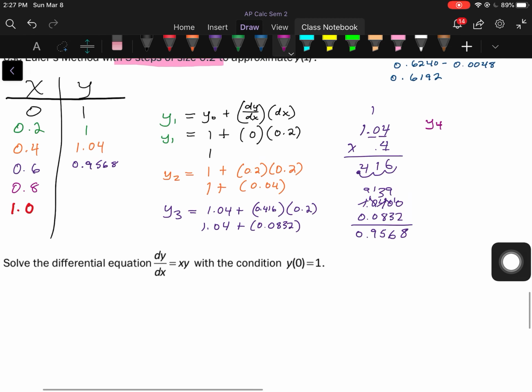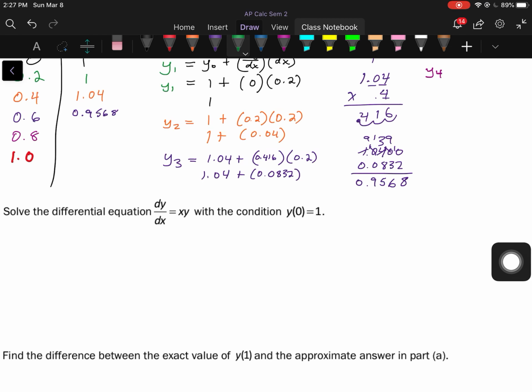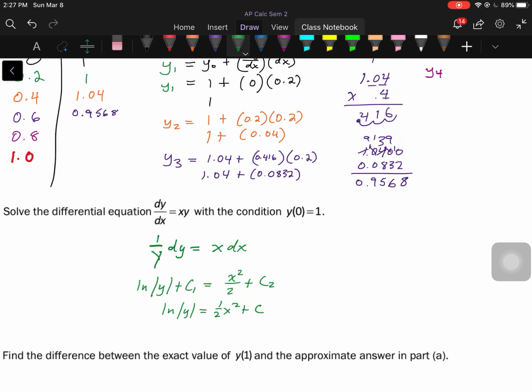Now eventually, a common practice is that on the AP exam you might be asked to separate and integrate. So I'm going to have 1 over y dy/dx, and what we're going to do is solve this differential equation, get the exact answer, and compare our estimates. I get the natural log of the absolute value of y plus some constant of integration c, and then x squared over 2 plus a different constant of integration, which, if I combine the two c's, leaves me with 1/2 x squared plus a new c.